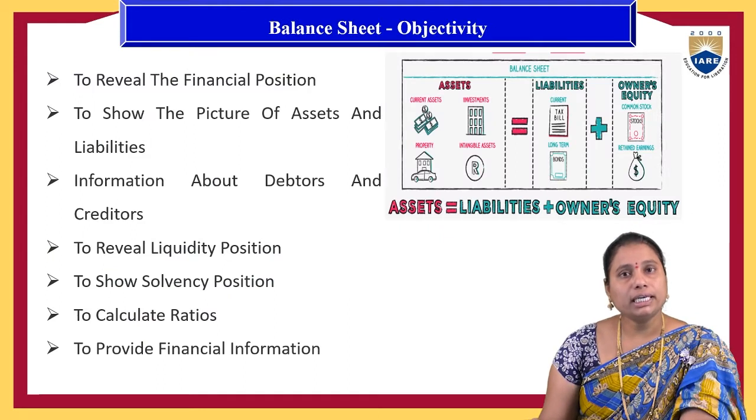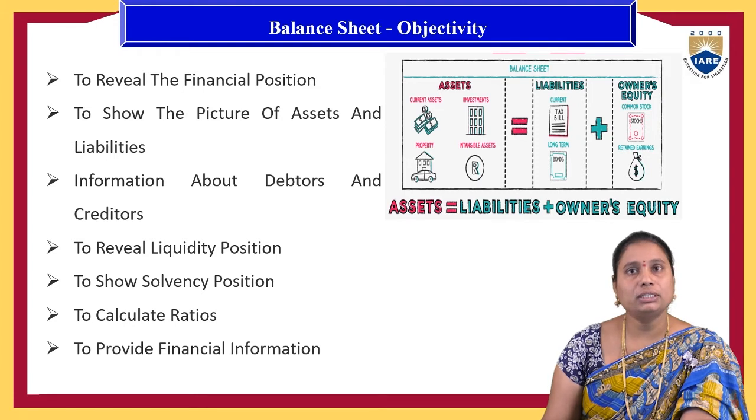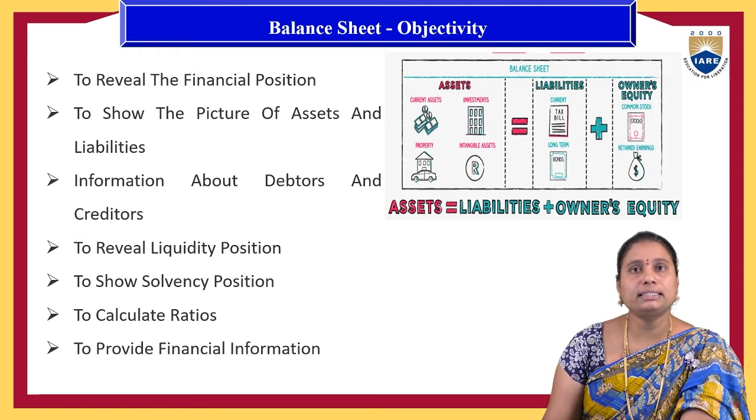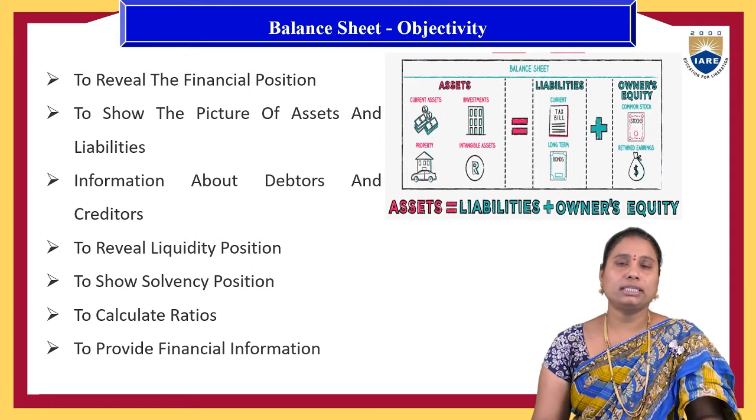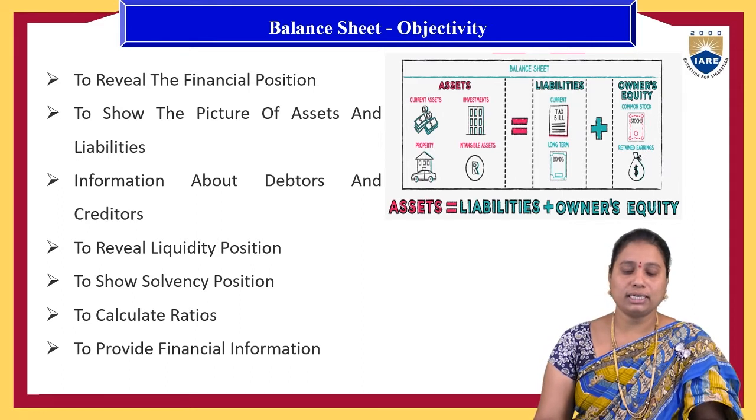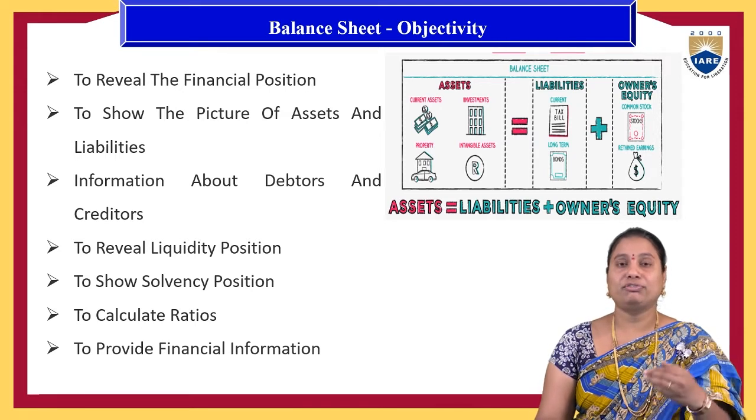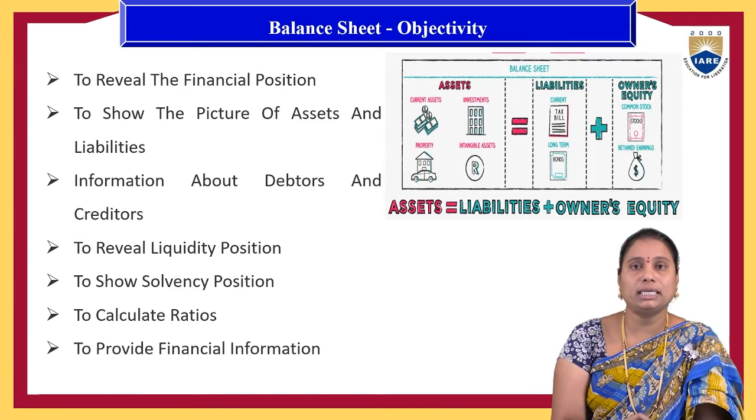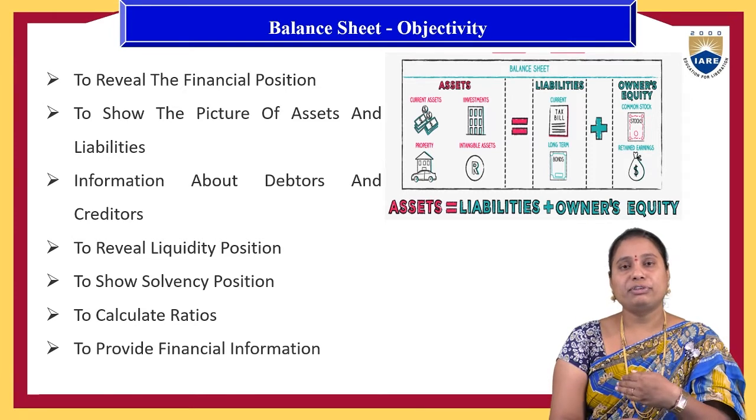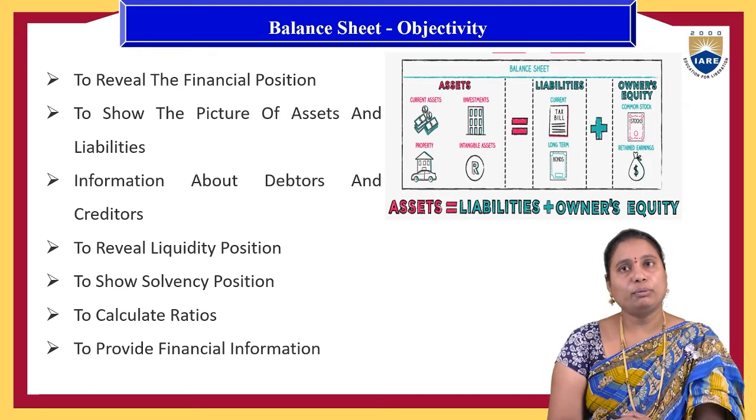Its objective is to reveal the financial position of the organization and to show the picture of its assets and liabilities position, and that gives information about the debtors and creditors position of the organization, and the liquidity position, that is the current assets and how much ready cash is there with the organization, how much solvency there is, and what the fixed assets position of the organization is. Everything is depicted with the help of this balance sheet.